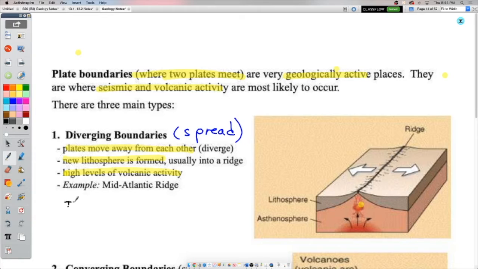Just as a note, there's also seismic activity, which is just earthquakes. I'll tell you right now, wherever you have two plates meeting, you are going to have seismic activity. All three of them. Those are earthquakes.